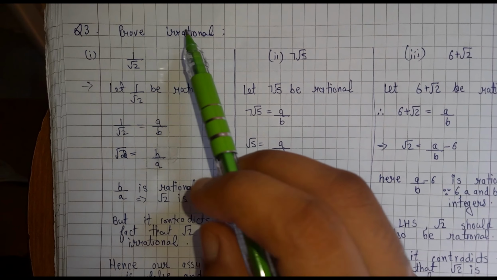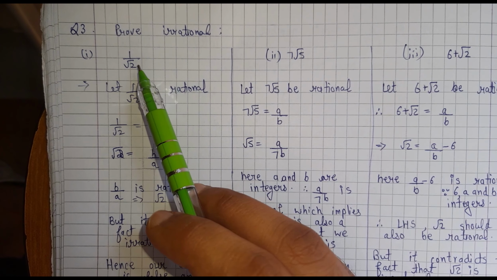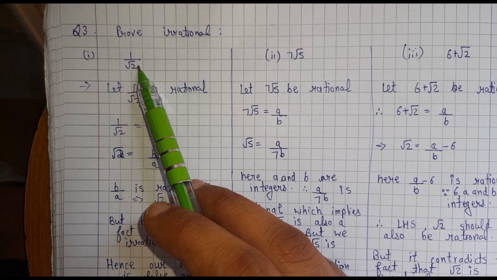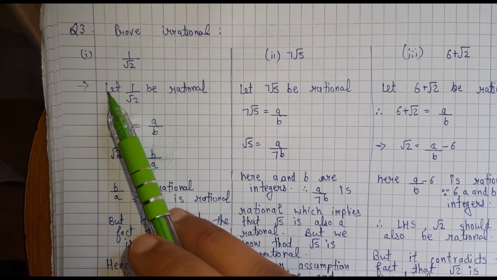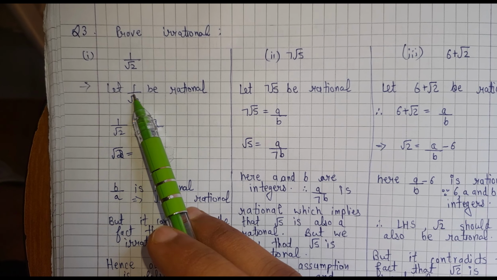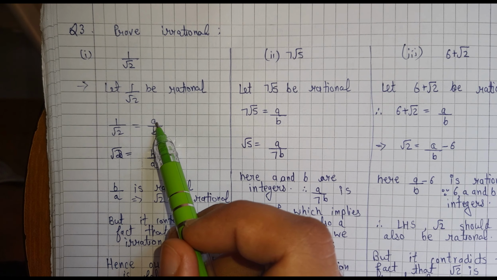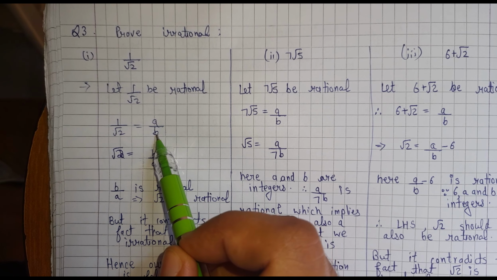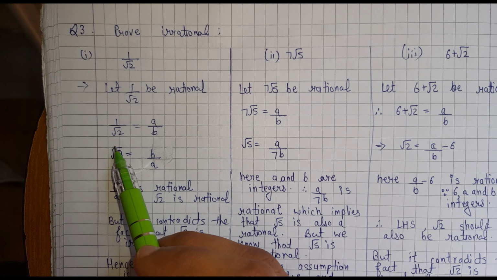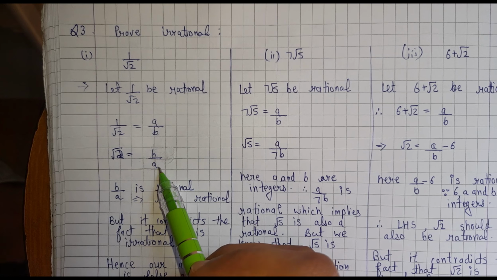Question 3. Prove irrational. First one is 1 upon root 2. Let's prove this irrational by using the contradiction method. Assume 1 upon root 2 is rational. If it's rational, then it can be written in the form of a upon b, where a and b are integers. By reciprocal, root 2 is equal to b upon a.